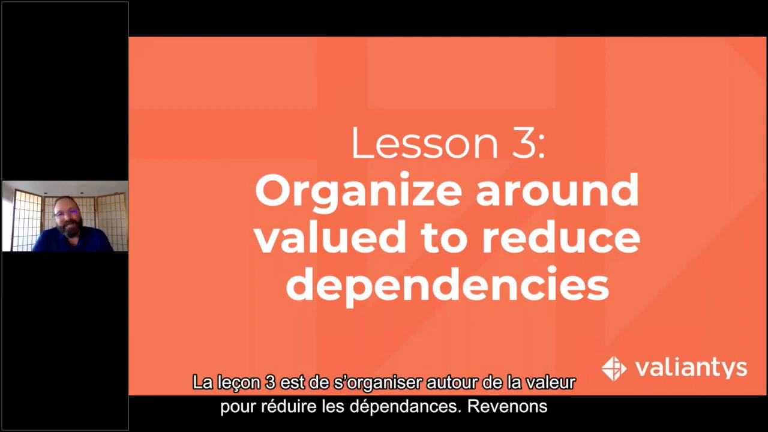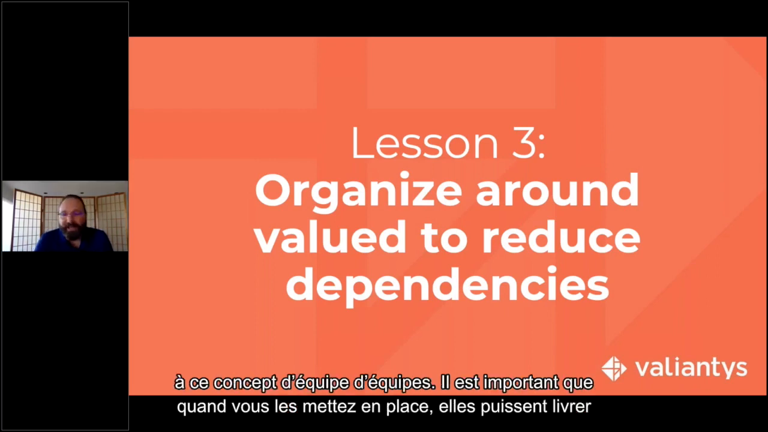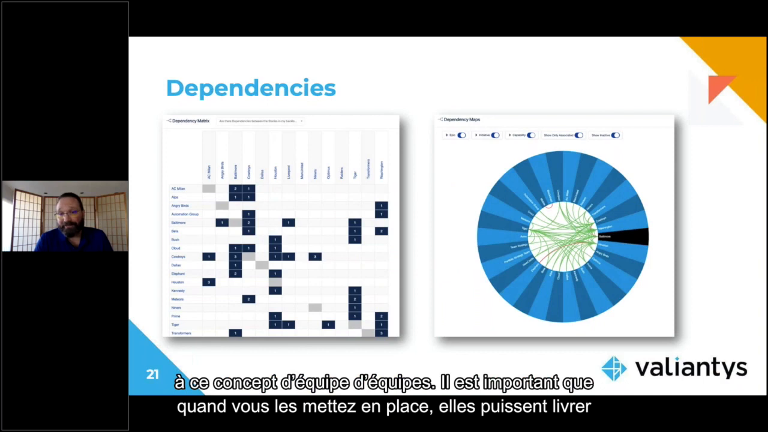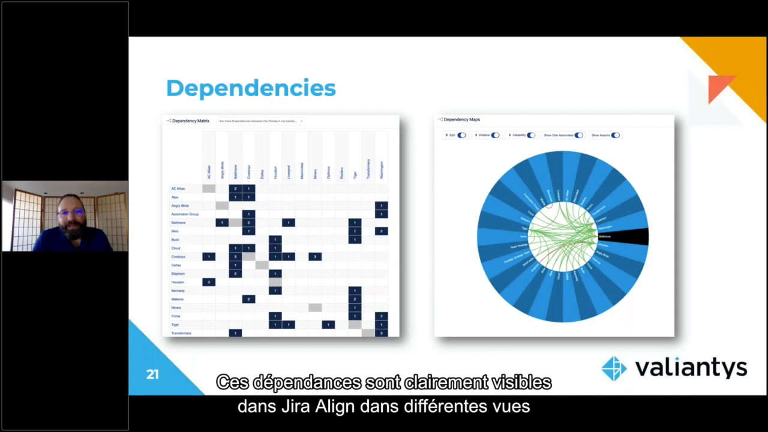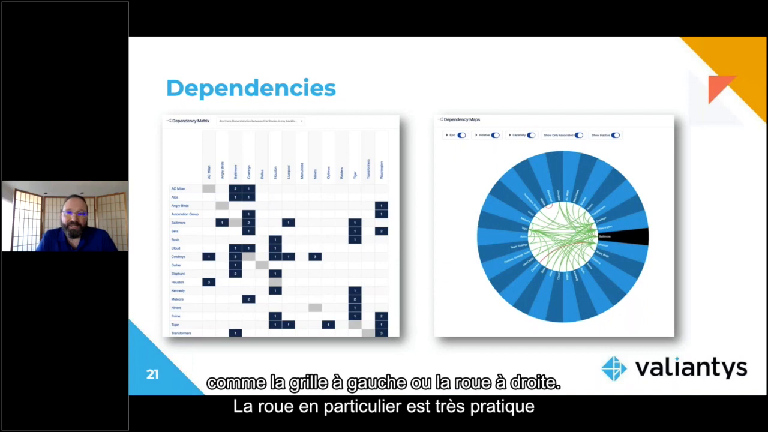Lesson number 3 is to organize around value to reduce dependencies. We're going to return to that concept of the team of teams here. It's important that when you set them up, they could deliver those epics, Jira epics that is, also known as features, with minimal dependence upon other groups. You could see these dependencies very well in Jira Align with various visualizations, like the matrix that we see on the left or the wheel we see on the right.